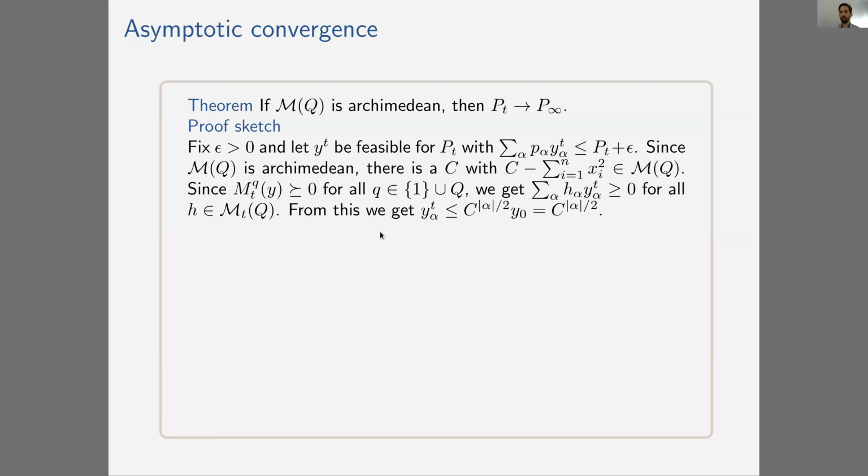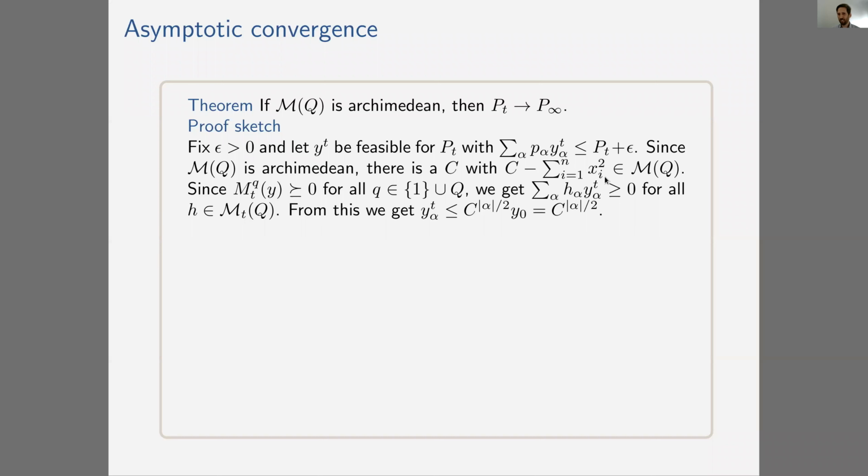And from this we get, and that's really the important thing in this proof, that the Archimedean condition gives us a growth condition on these vectors. So we know from this that y_t,alpha is at most this constant from the Archimedean condition to the power degree of alpha over 2, times y_0, but y_0 was just 1, with the normalization condition. That's why this is a proof sketch, because I'm not really going to work this out. I just want you to believe that it can be true.